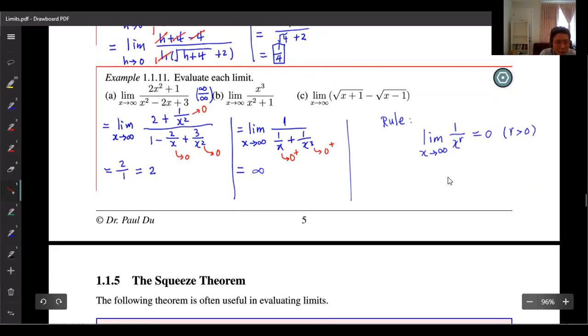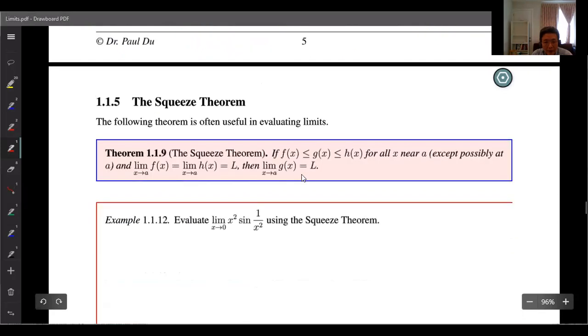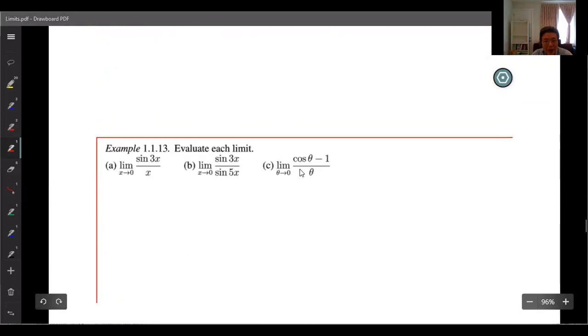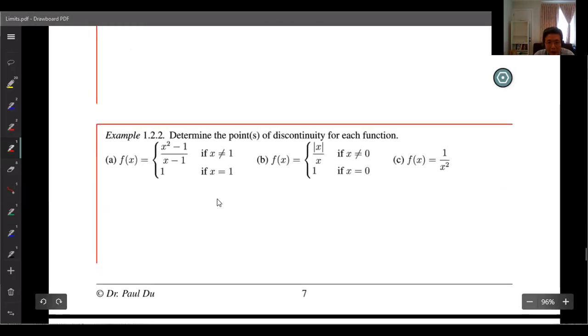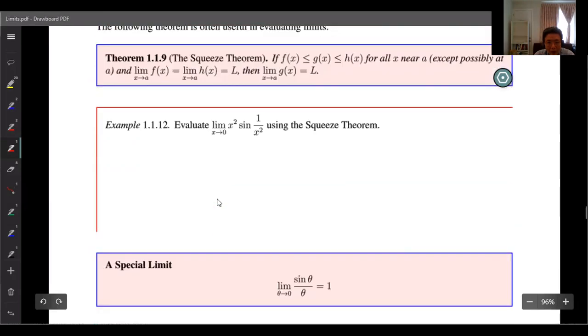Why does this work? You can use a graphical approach to verify this. Okay, so far, any questions? And let's see, we finished, right? Today we try to cover both continuity and limits. The continuity part is a little short. So the limits part, we're almost done.